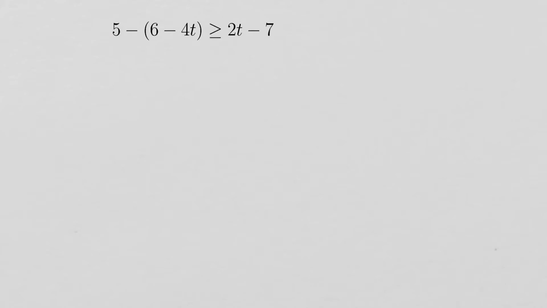Okay, number 5. What we want to do first is, I would say let's get rid of the parentheses on the right. So I'm going to distribute this negative sign in here. And that's going to give us 5 minus 6 plus 4t. And then I'm going to combine like terms on the left. The 5 and the negative 6 become negative 1.